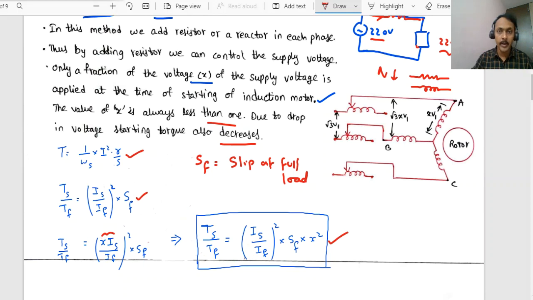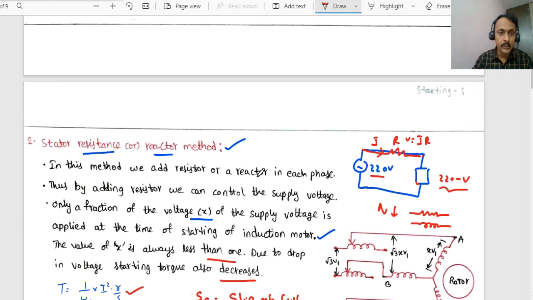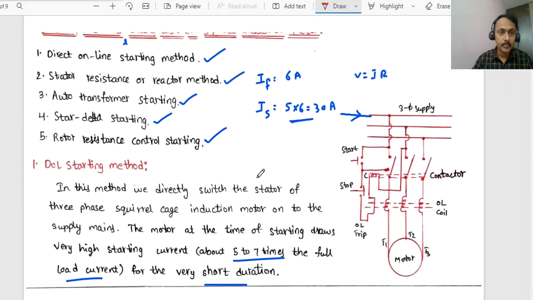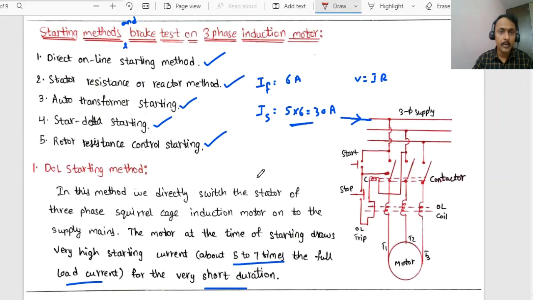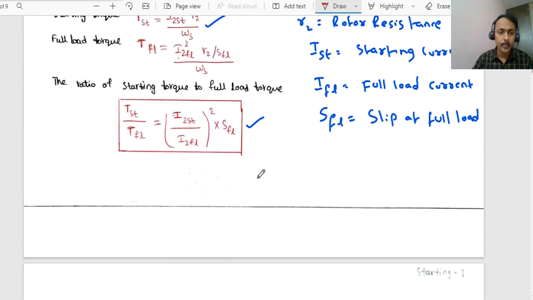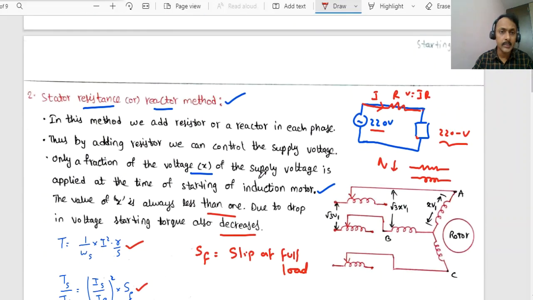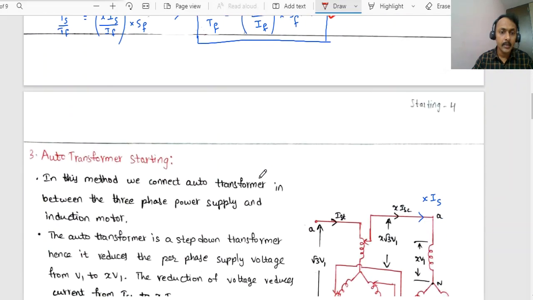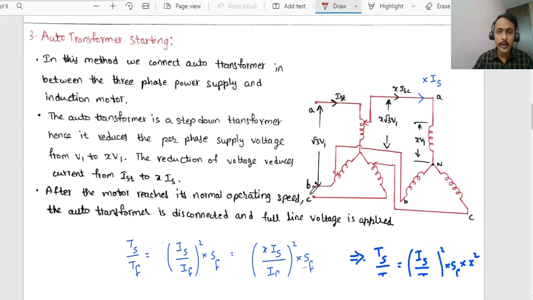So this is one method of controlling the starting of the induction motor, the stator resistance or reactor method. The third one is the auto transformer.